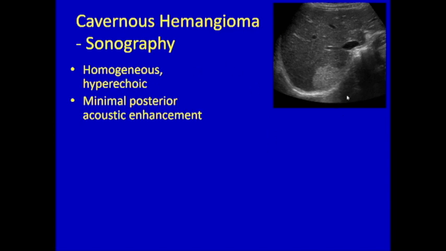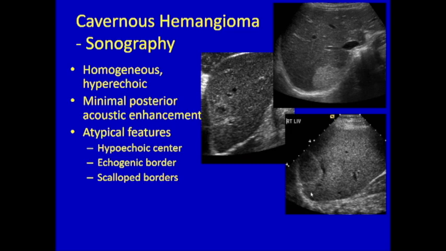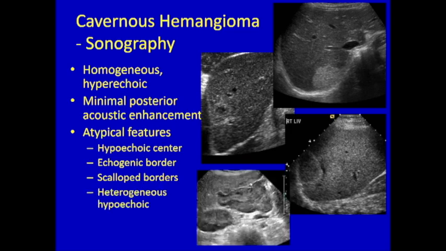Homogeneous, hyperechoic, and some posterior acoustic enhancement that you can see here. What are the other features that you've seen about the other half? Well, you can see a hyperechoic margin or an echogenic margin with a hypoechoic center, or sometimes these hypoechoic little nodules in it. You can see scalloped borders. It may not be nice and smooth. And as with our index case, it can be heterogeneous and even hypoechoic.